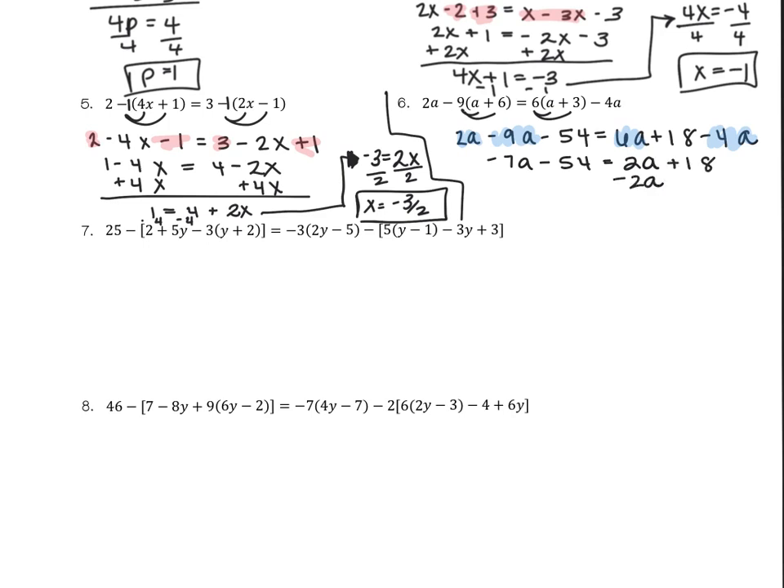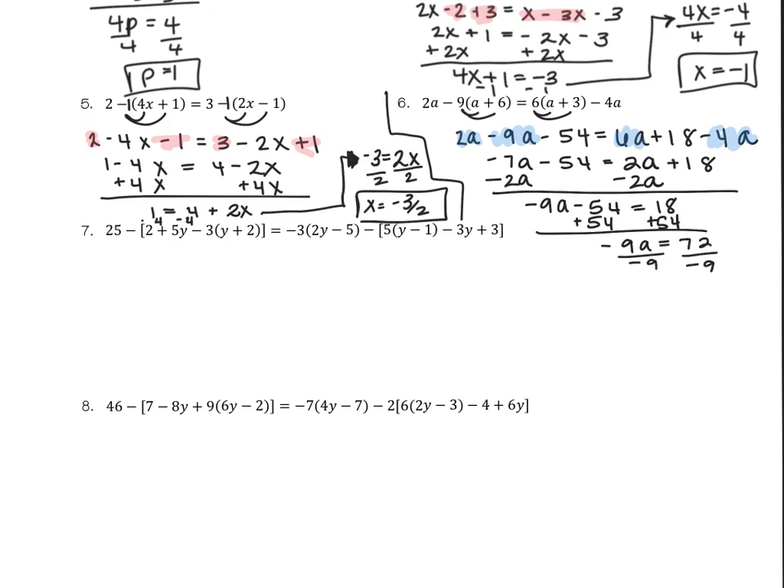I'm going to subtract 2a from both sides. So negative 9a minus 54 equals 18. Add 54 to both sides. Negative 9a equals 72. And when you divide, you should get negative 8.